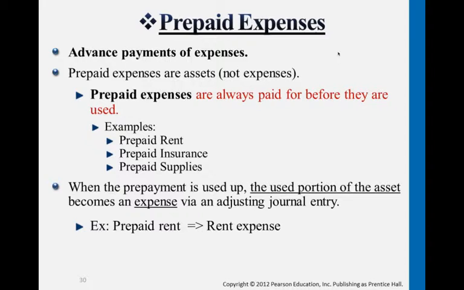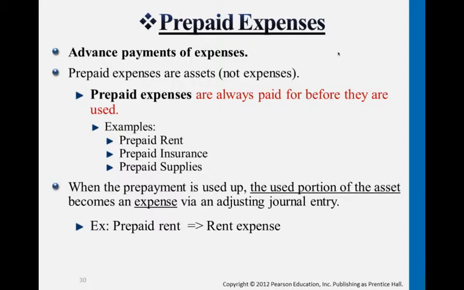Okay, let's take a look at the first one, prepaid expenses. So this is reviewing Chapter 2 a little. In Chapter 2, I mentioned this category. It's under the asset accounts, remember? Prepaid expenses is not a type of expense. It's a type of asset.